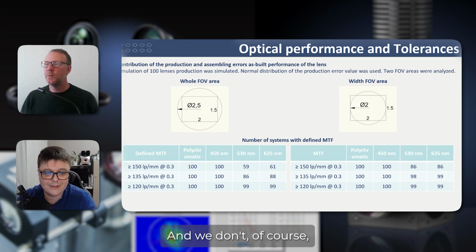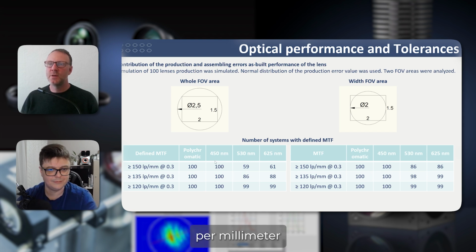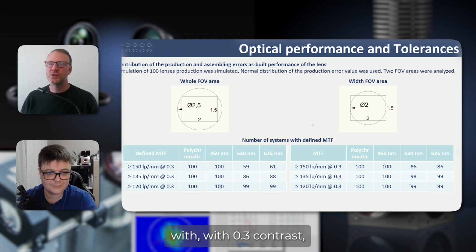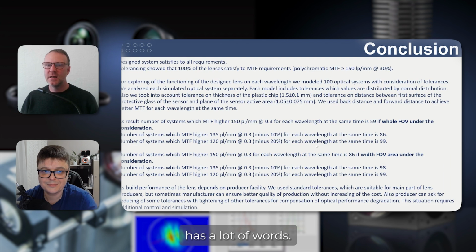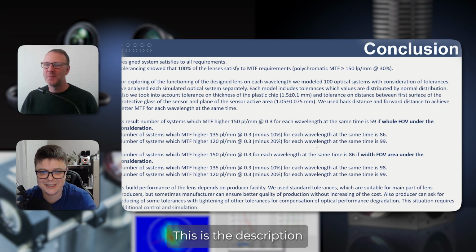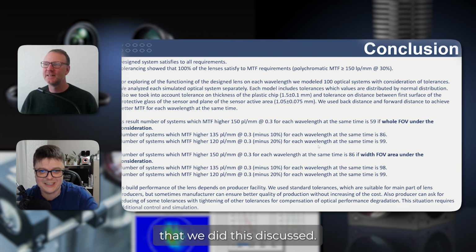Okay. And of course we don't know what the factory's tolerances are, and they might not either, but we would at least be able to give this information to the factory and know that if they made a lens and tested it at 400 nanometers, and it didn't meet 150 line pairs per millimeter with 0.3 contrast, then they'd made something wrong, something out of tolerance. Yes. So this slide has a lot of words. This is the description of all of these things that we discussed.